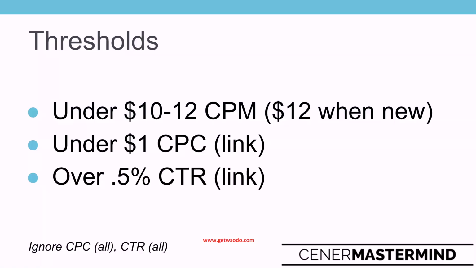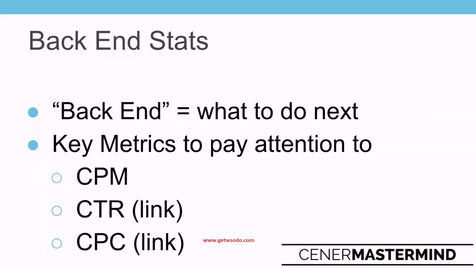And these are specific to website conversion ads. Your metrics will be a lot different if you do something like PPE or video view, etc. So these are numbers for website conversion. So the backend stats you see over here, I say they answer the question, what do you do next? Okay, what do you do next?